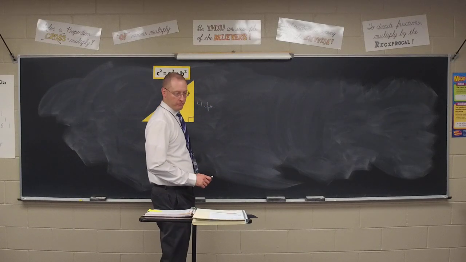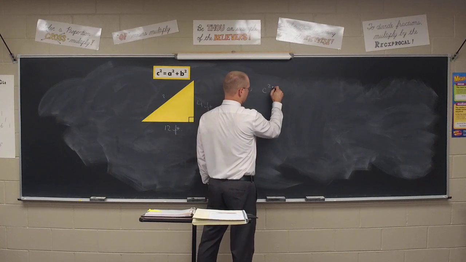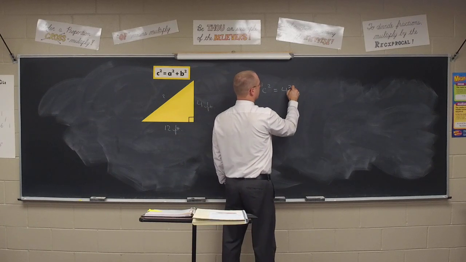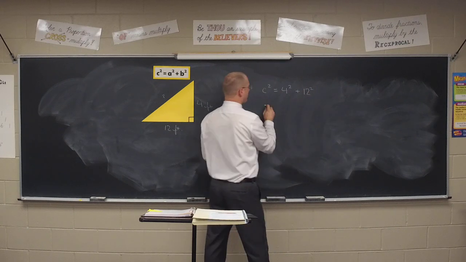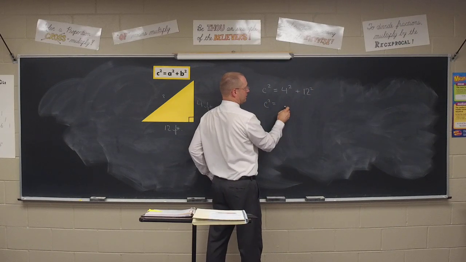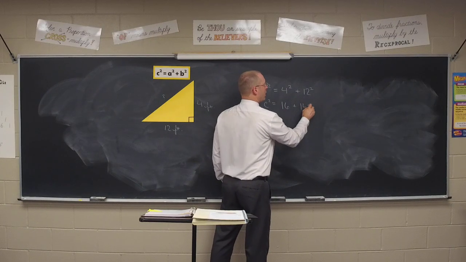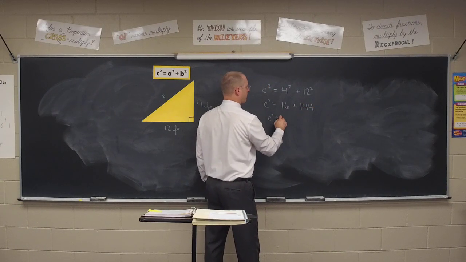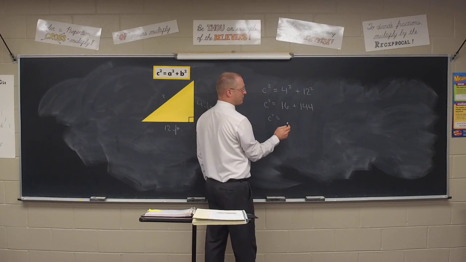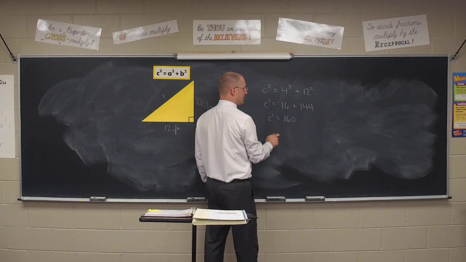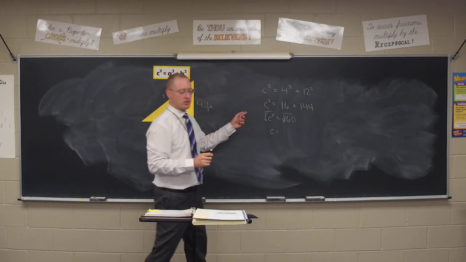What do we write down first, Ben? C squared equals 4 squared plus 12 squared. There we go. And what is 4 squared, Ben? 16. And 12 squared? 144. And when we add 16 plus 144, we get 170, oh, careful, not 170. Should be 160. And then we have to take the square root of both sides. And unfortunately, you can't take the square root of 160 evenly.